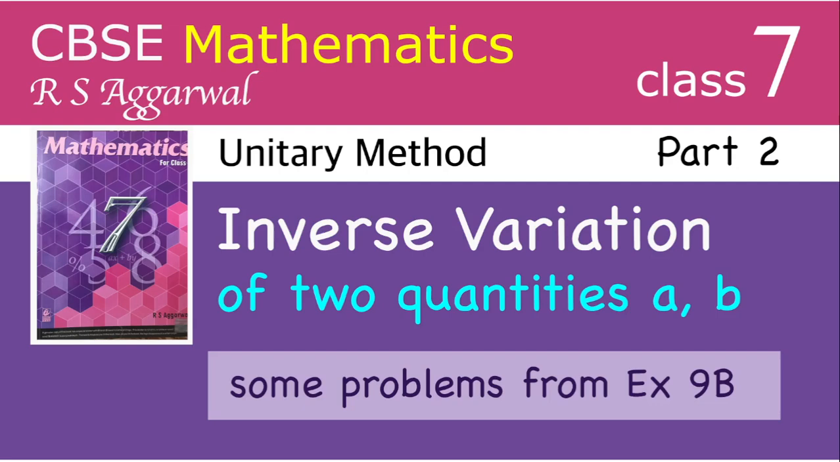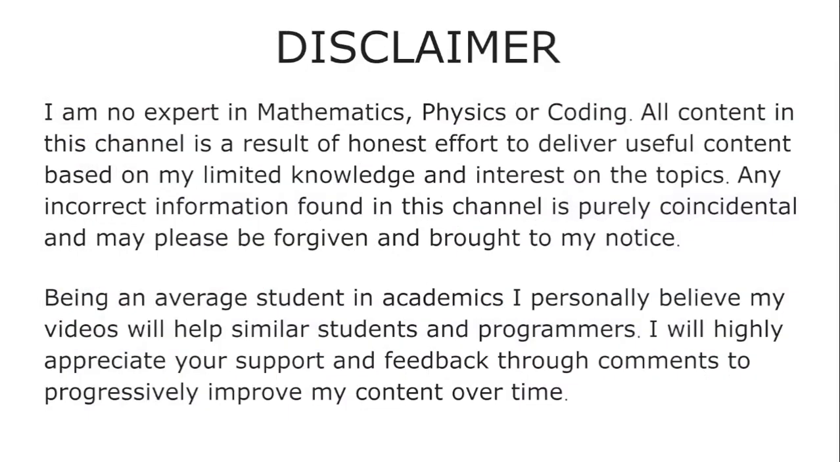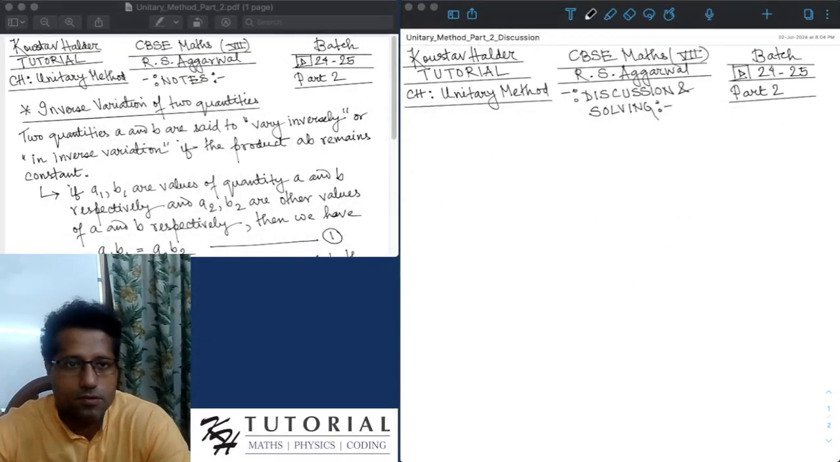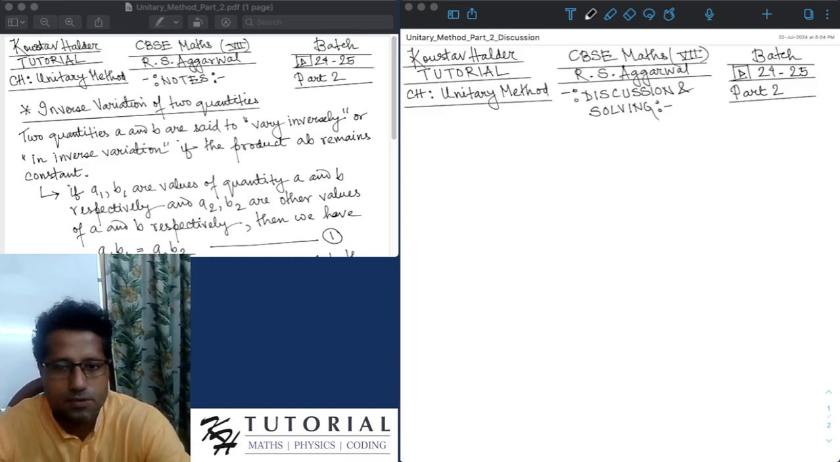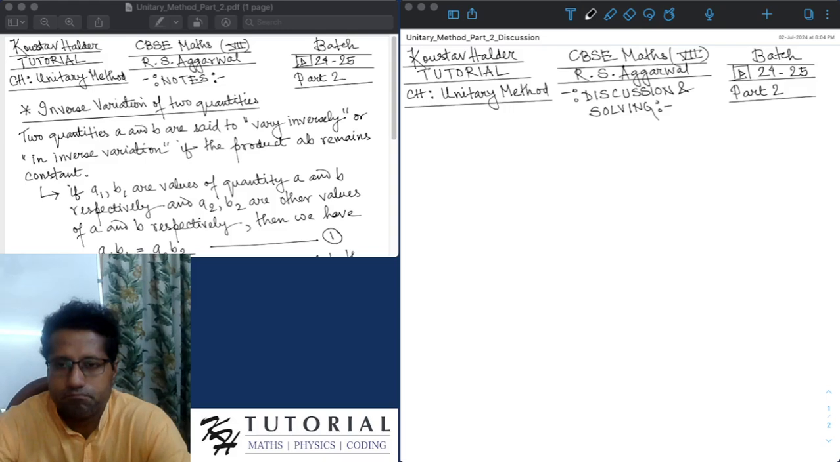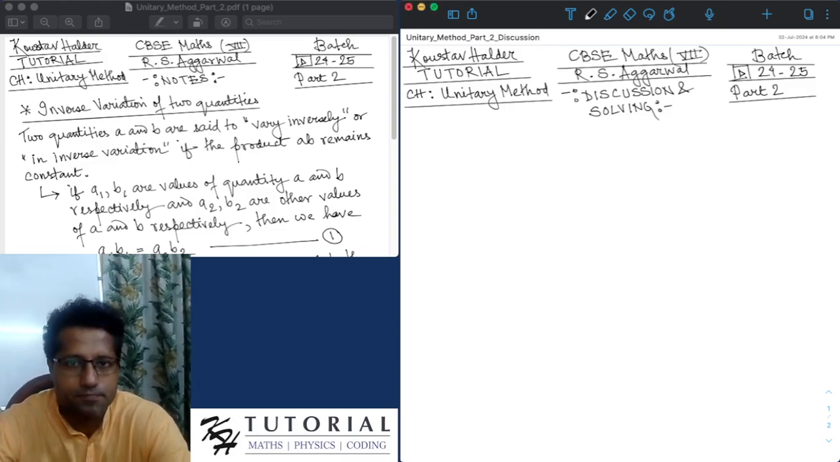Once you are familiar with direct variation of two quantities A and B, you can watch this video, and then finally I will solve problems from exercise 9b, which will be based on both direct variation and inverse variation of two quantities. So let's get started. As usual, I have my rough notes prepared on the left hand side, where I will discuss the concepts, and I will solve the problems on the right hand side.